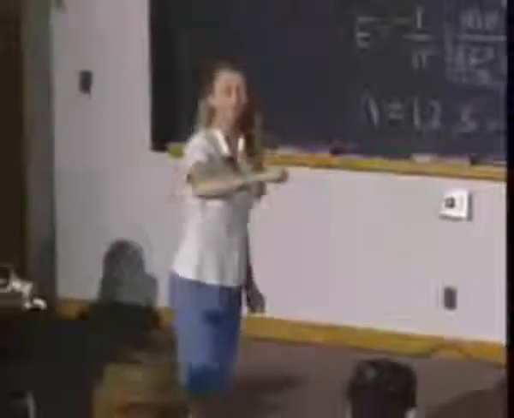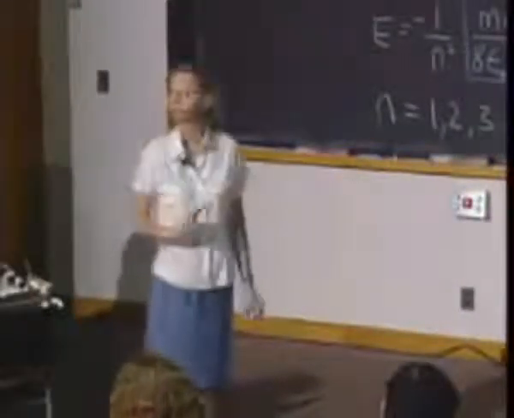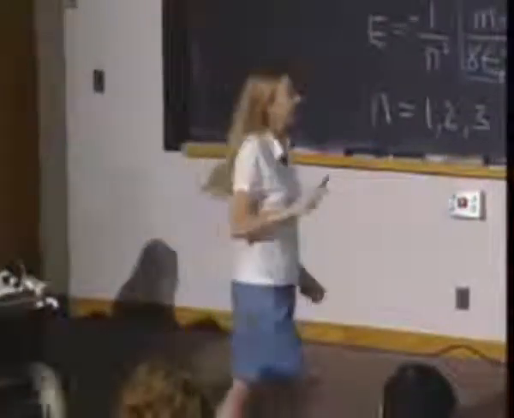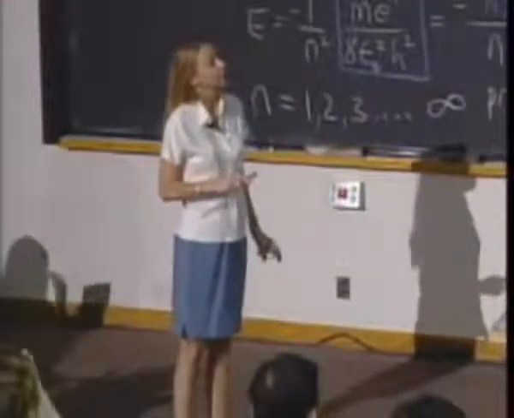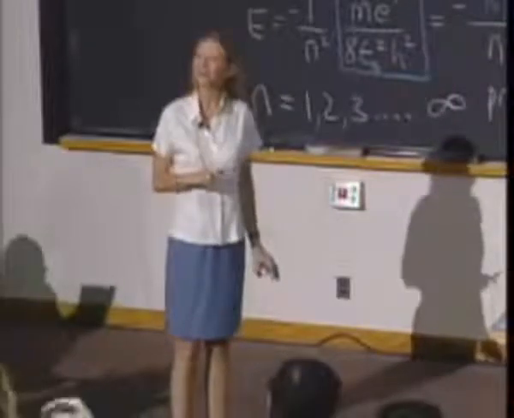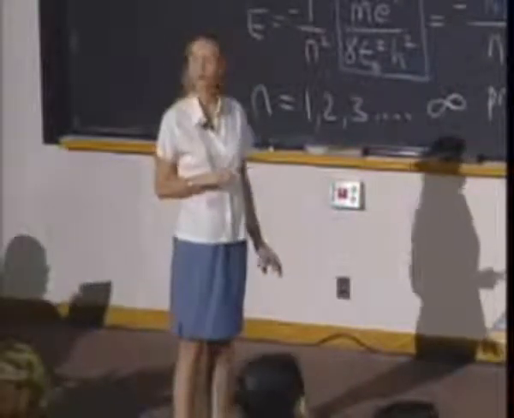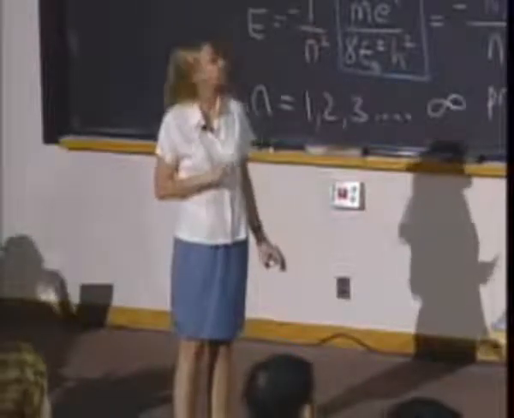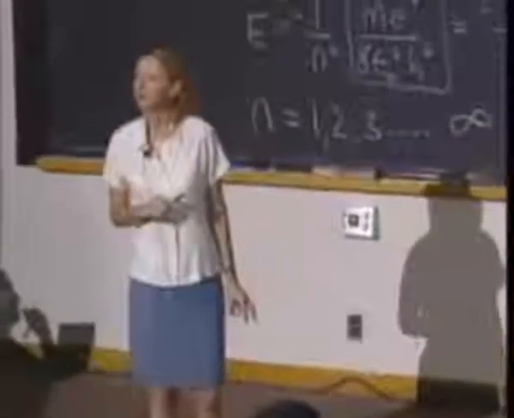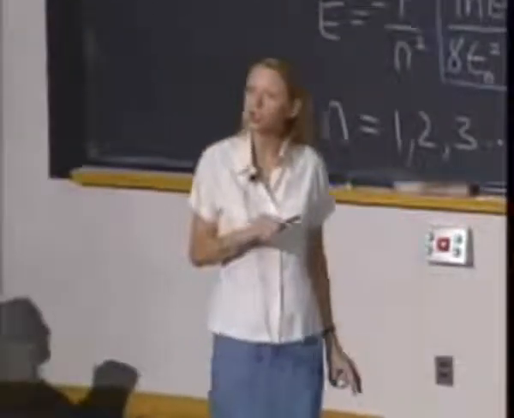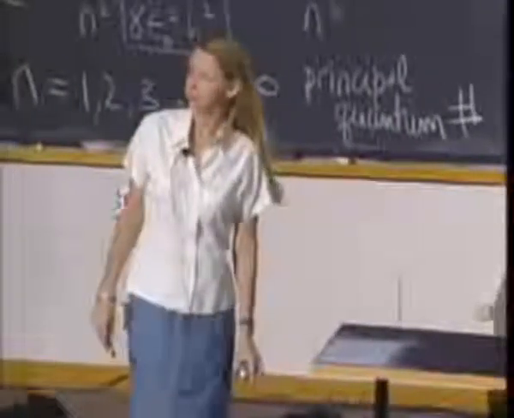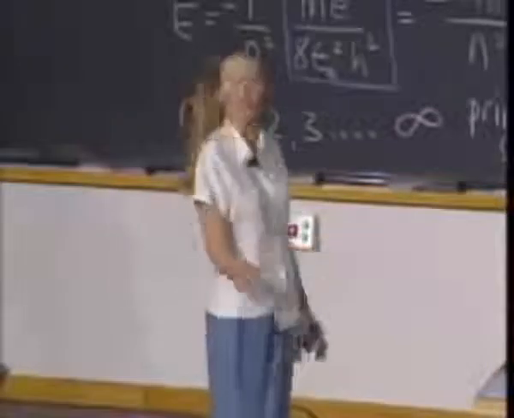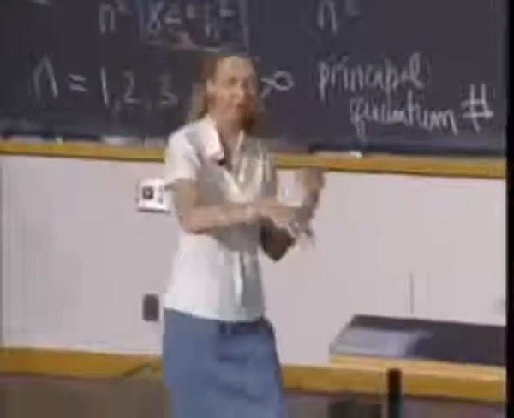When n is equal to 1, the language we use is that we say the hydrogen atom, or the electron, is in the ground state. We call this the ground state because this is the lowest energy state. It's got the most negative energy. We call n equal 1 the ground state of the hydrogen atom, or the ground state for the electron. We use those terms, the electron or the hydrogen atom, interchangeably.